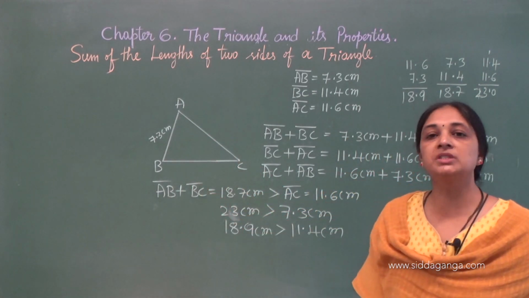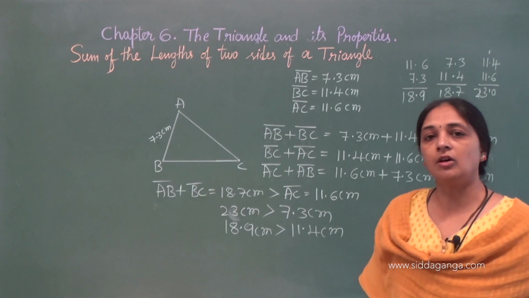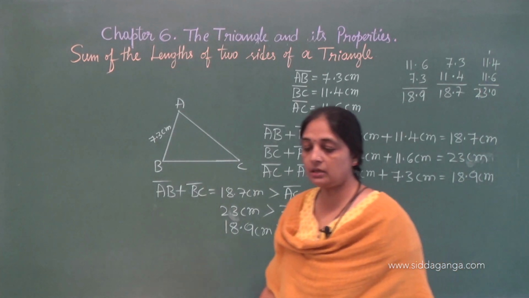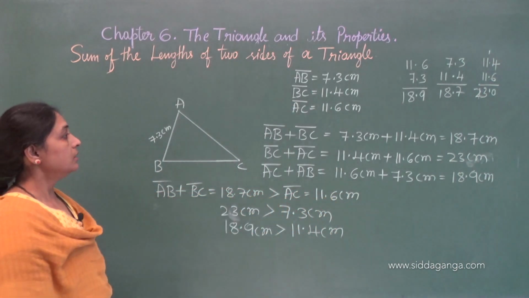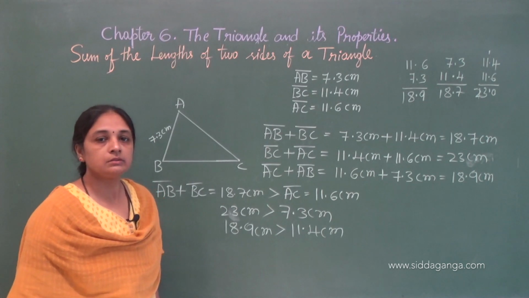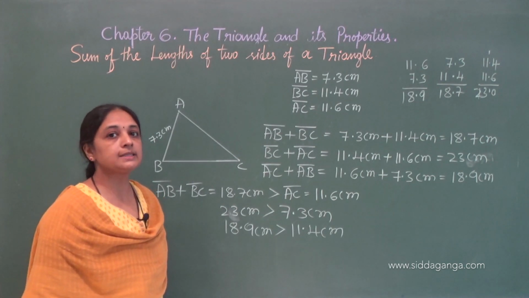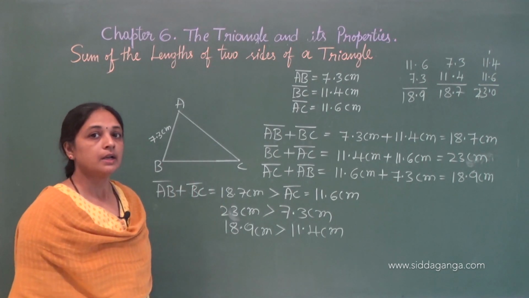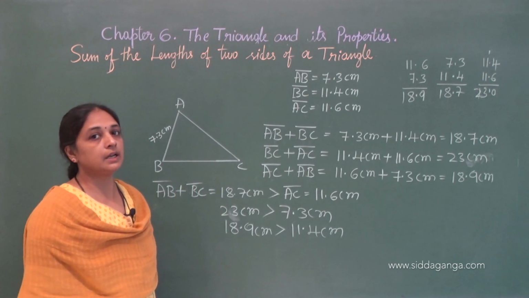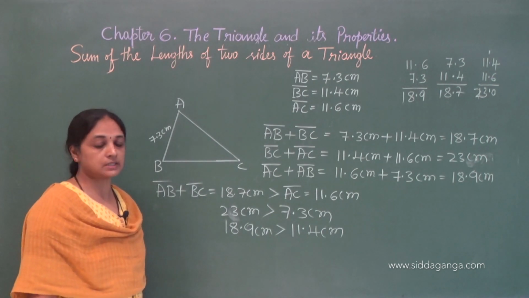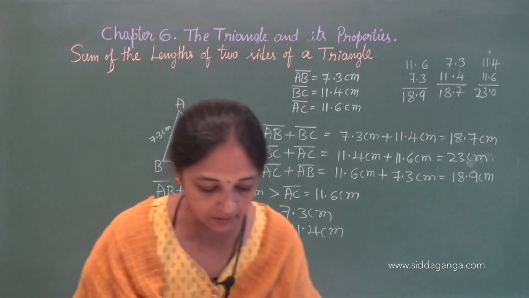So from this we can conclude that the sum of the lengths of any two sides of a triangle is always greater than the third side. I repeat. From this activity, we can conclude that the sum of the lengths of any two sides of a triangle is always greater than the third side, or the remaining side. Okay, I write the conclusion here.